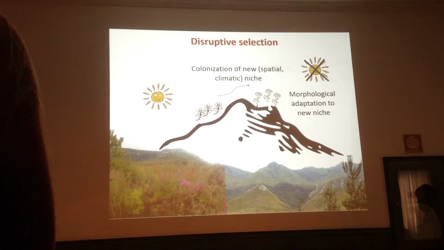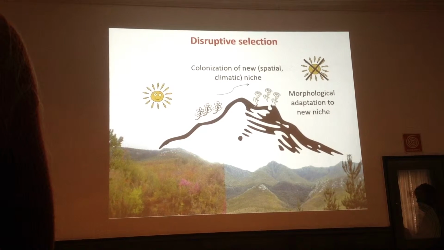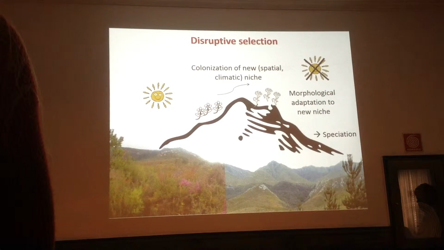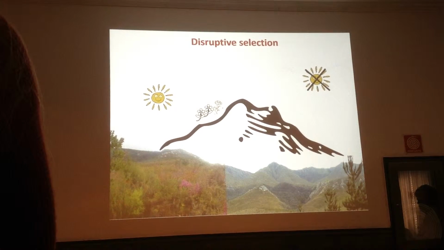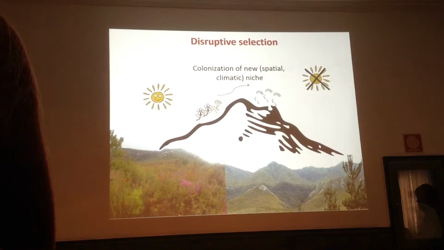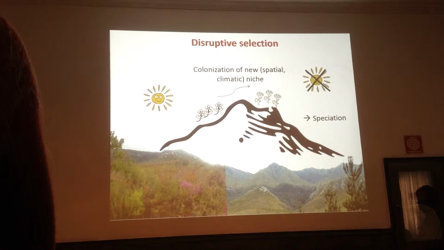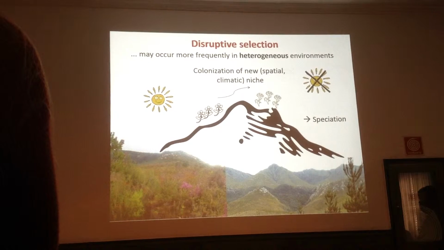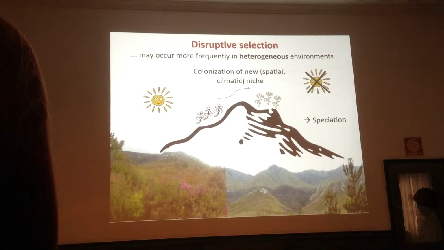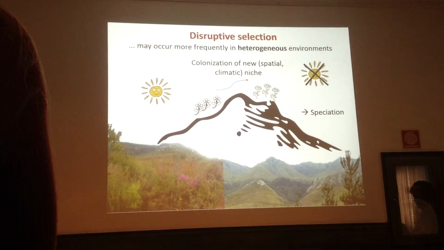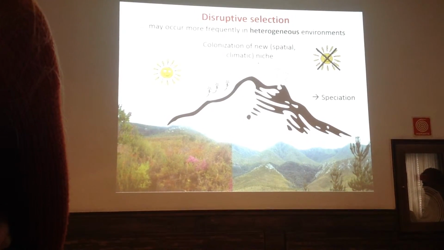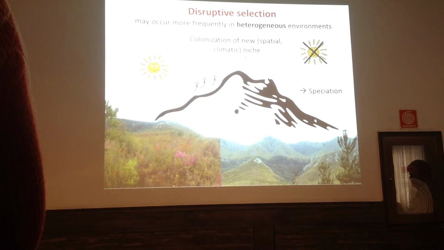And this may reduce gene flow between the now two different populations, leading to speciation. But of course it could also be that these morphological adaptations evolve first, allowing some individuals to colonize a new climatic niche and therefore leading to speciation. So this suggests that this process of disruptive selection and diversification may occur more frequently or more rapidly in heterogeneous environments, where there's a fast turnover of climatic niches on a small spatial scale.